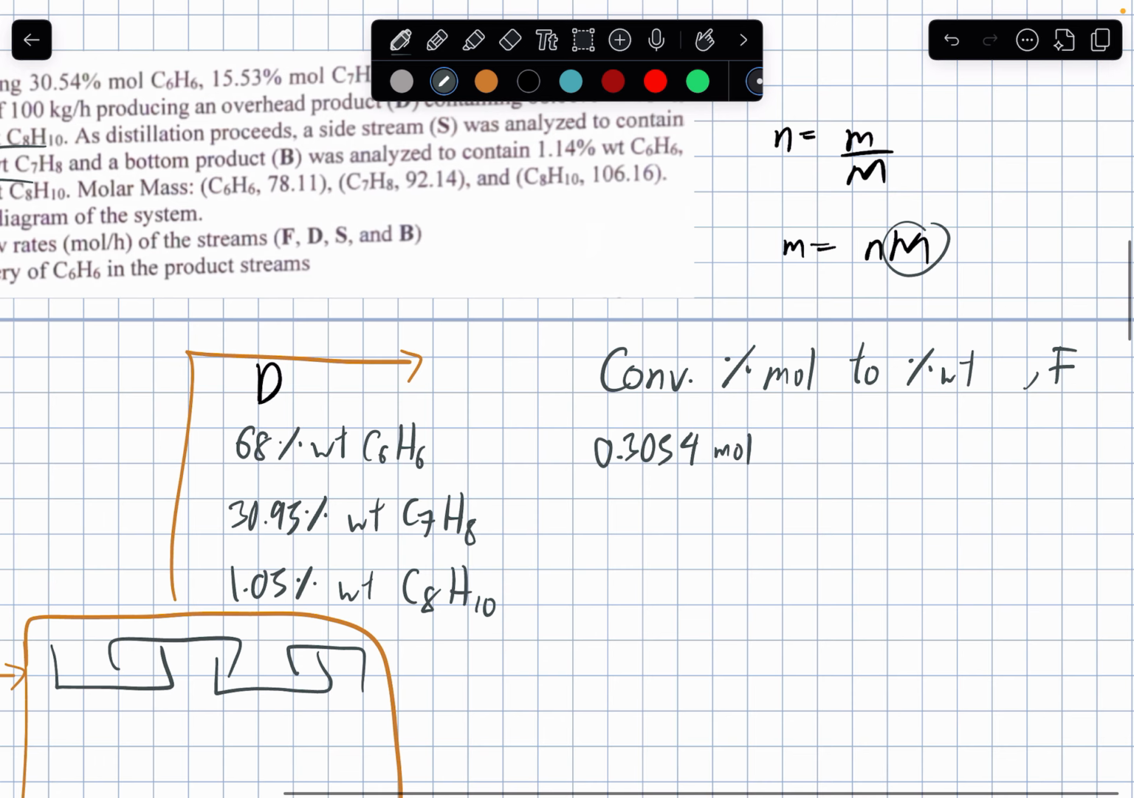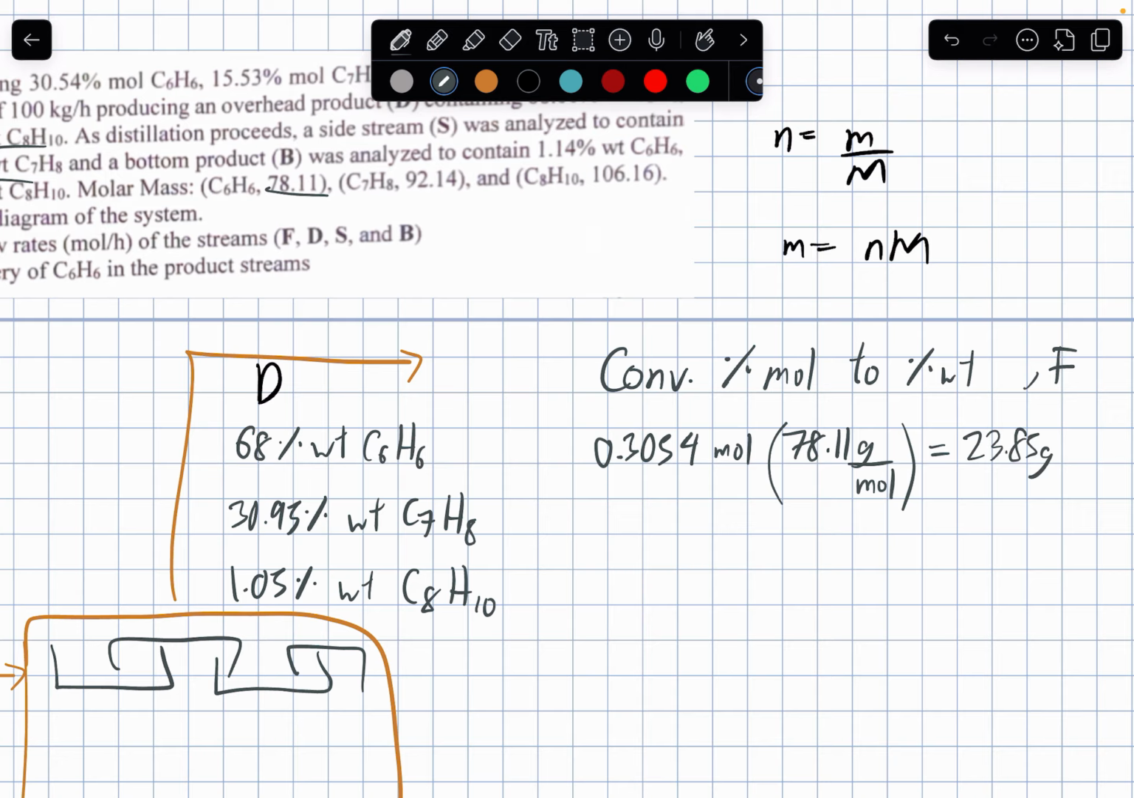So in the case of C6H6 in the feed, we multiply that to the molar mass. What is the molar mass of C6H6? That's 78.11. Calculate. 23.85 grams C6H6.